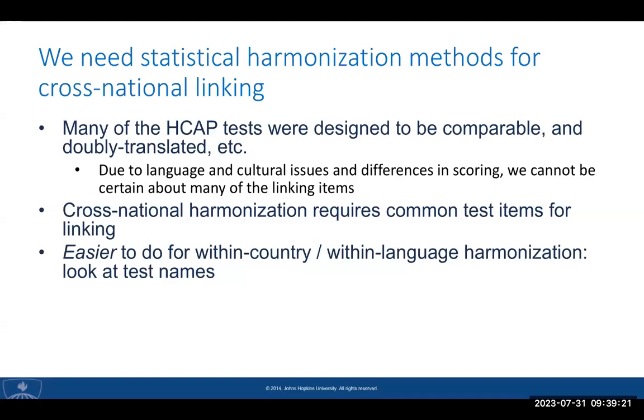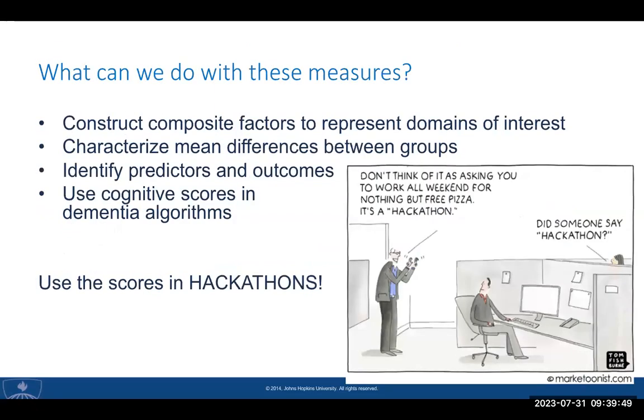So we put on our detective hats or our hunting hats, and we go hunting for common items across these different HCAP studies. This process of what I'll call pre-statistical harmonization is often easier to do for within country, within language harmonization. Oftentimes you can look at the test names and see whether there are any adaptations for the tests, but usually we can figure out quite quickly what's a common test. It's a little more complicated when we're doing cross-national work, and this has been the subject of Dr. Briseño's work in the past many years. But at the end of the day, we're going to come up with harmonized measures.